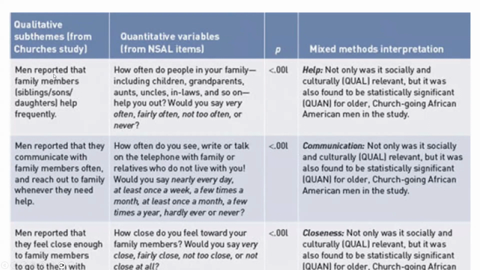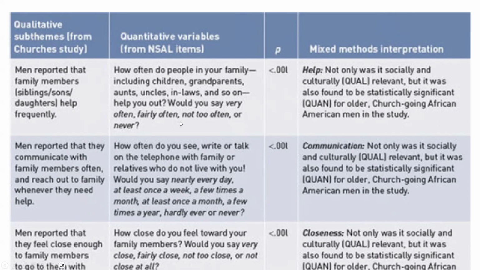Your answer, your theme: what is the qualitative answer you are getting from the first phase? Men reported that family members help frequently. But you have to generate a question to explain that. This is the way you generate the question, this is for exploratory. Because you have to identify the question from this qualitative result. So this is the way you generate the quantitative question.